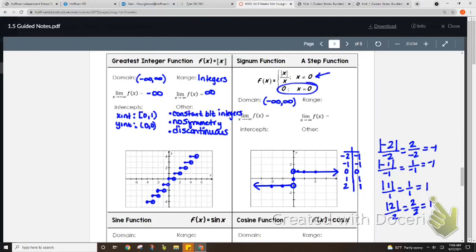The range, it does not keep going down. It does not keep going up. It's only going to use the integers negative 1, 0, and 1. Then our limit, as x goes towards negative infinity, so as we keep going to the left, we're just going to stay at that negative 1. And as we keep going to the right, it's just going to stay at that positive 1. And then your intercepts, you have an x and a y intercept. Both of them are at 0, 0.